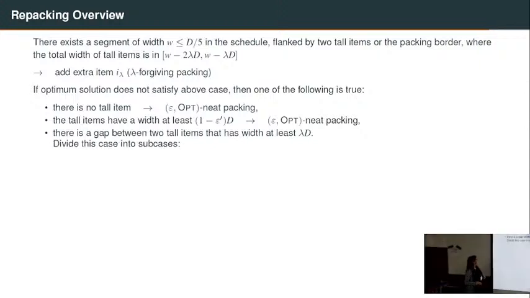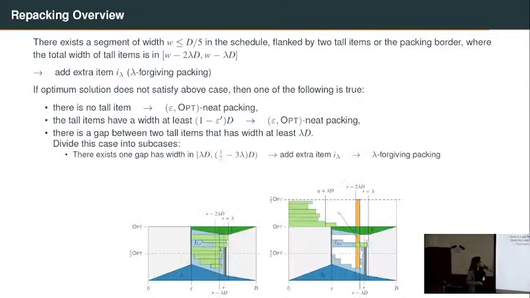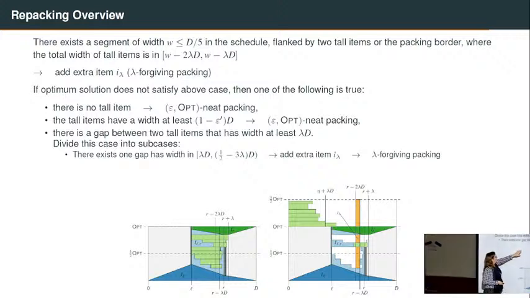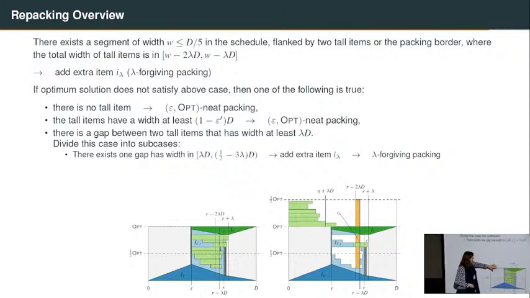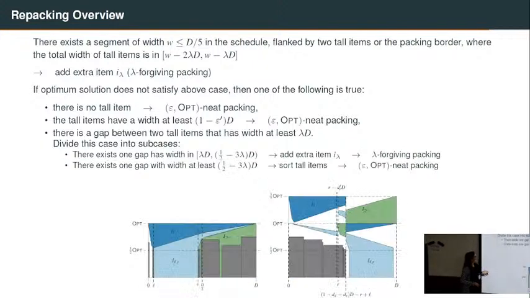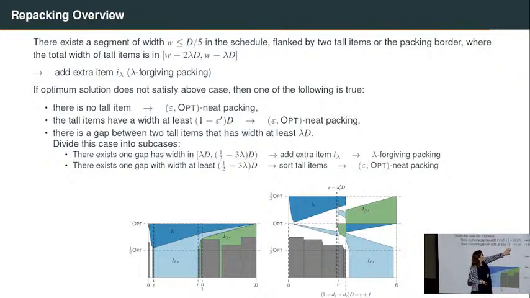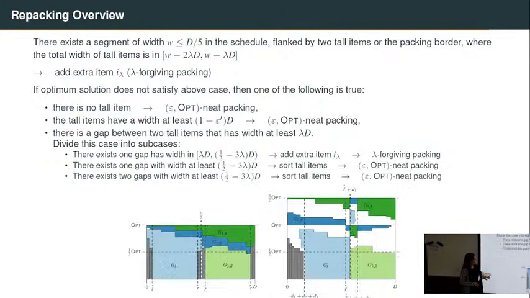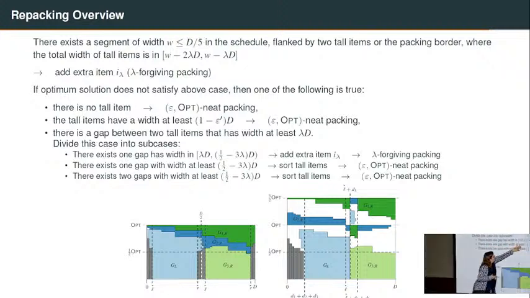And this again splits into a lot of subcases. We have a gap which is between lambda d and 1/2 minus 3 lambda d, so almost 1/2. It looks like this. Then we have a gap which is at least 1/2 minus 3 lambda. And there we have one case if we have one gap, and another case if we have two gaps. And then it looks like this.